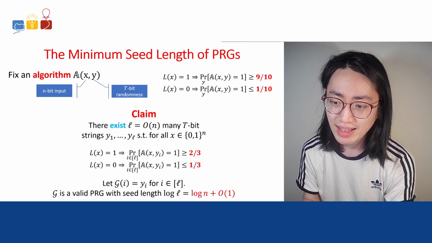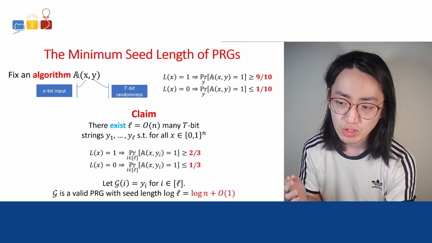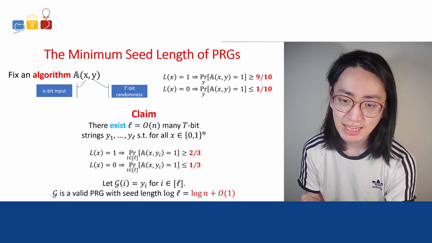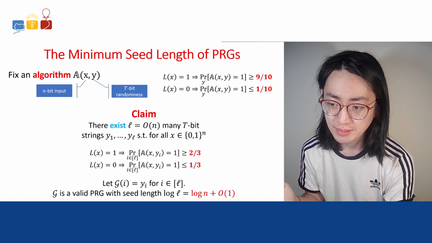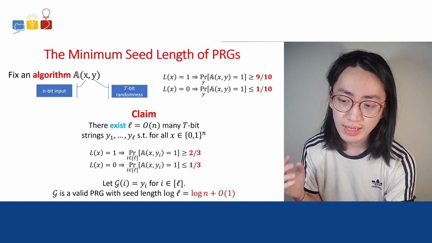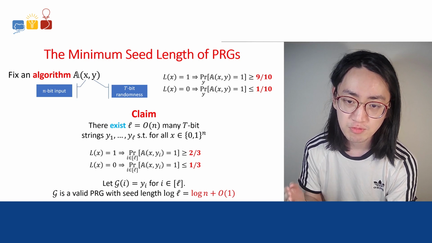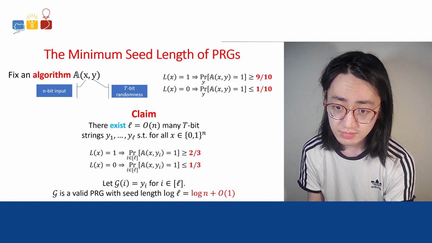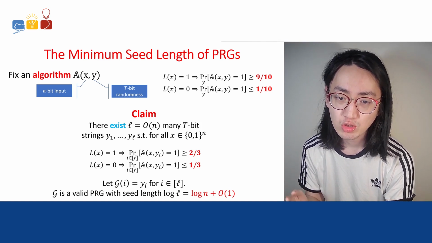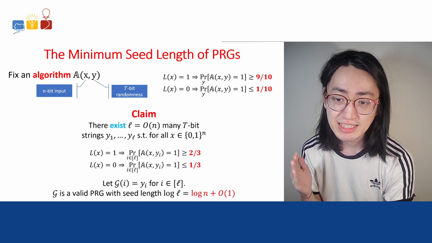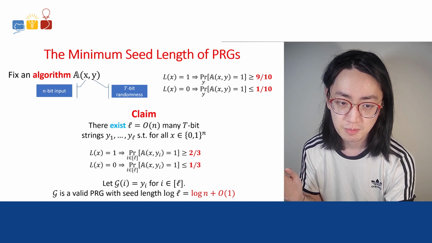In particular, we have a pseudorandom generator G, which maps from integer i to string y sub i. G is a valid PRG with seed length log L equals log n plus O(1). The seed length is log L because it takes log L bits to describe an integer from 1 to L. So this is the claim we want to prove. And now let's show how to prove such a claim. In particular, this means that there exists a PRG of log n seed length.